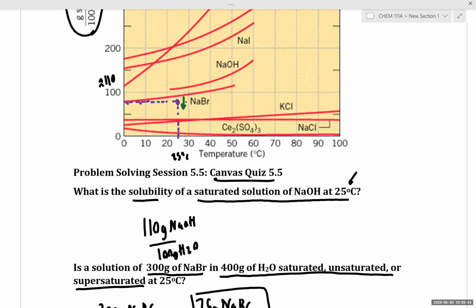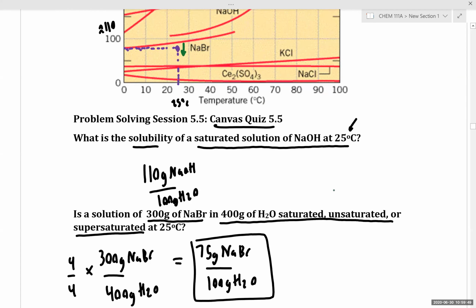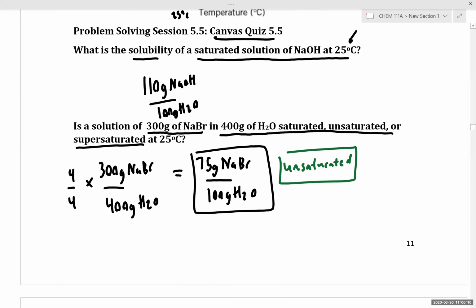What do we call a solution where we have less than the maximum amount? We'd call it unsaturated. Perfect. Good, good. Any questions on this example? If not, let's continue on now.